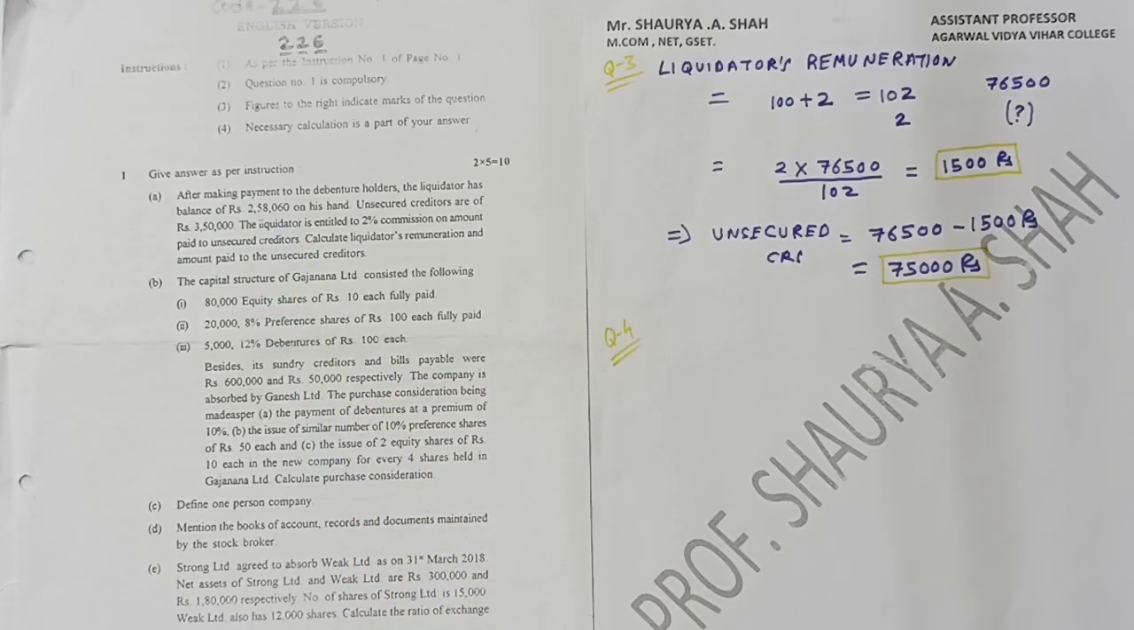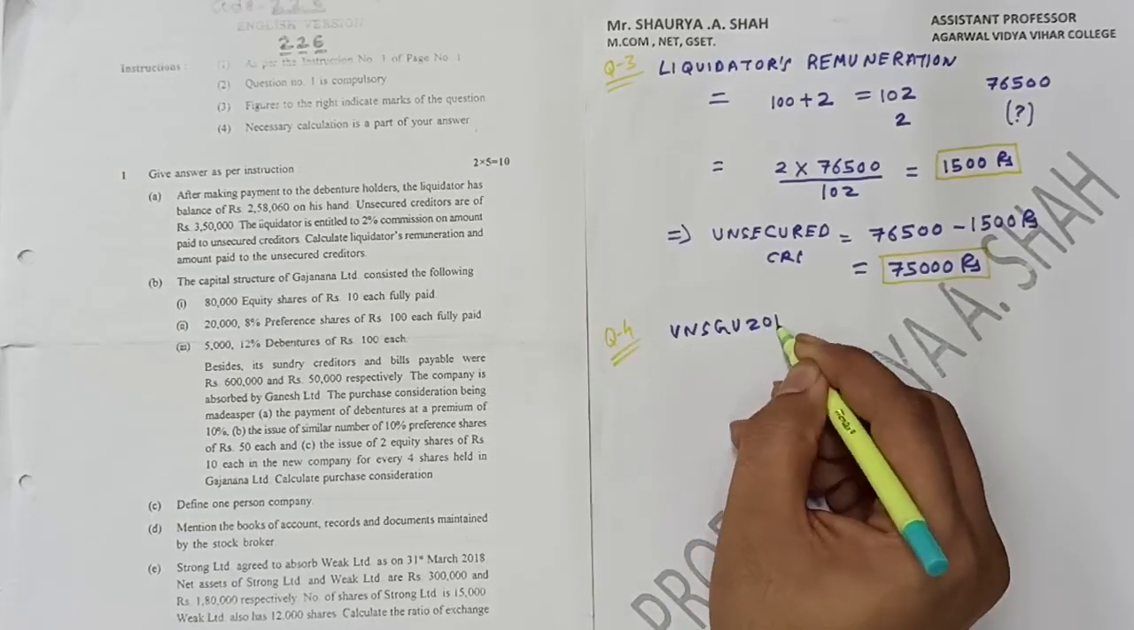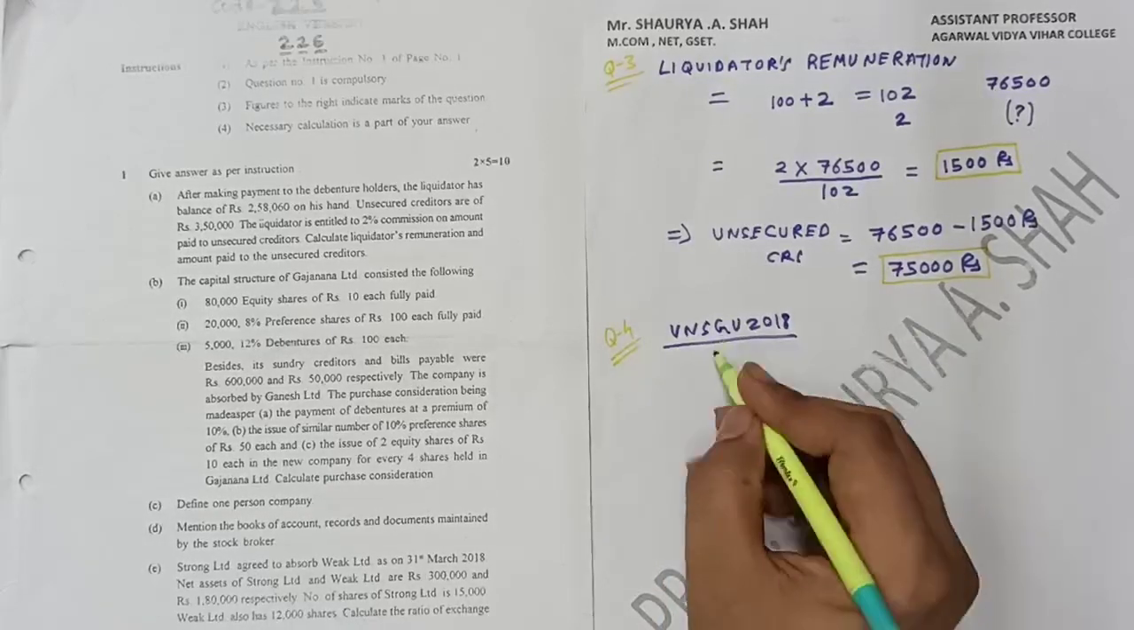Now the liquidator is entitled to a 2% commission on amount paid to unsecured creditors, right? Again our equation will remain the same, 100 plus 2. Calculate the liquidator's remuneration and amount paid to unsecured creditors. So I suppose everyone is clear with this part. Same sum, same pattern we will be following. This is your VNSGU 2018. Same equation I will write.